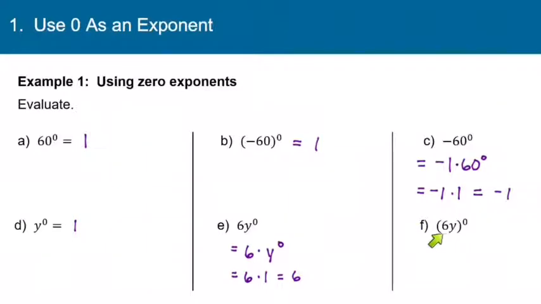But if we have 6y in parentheses to the 0 power, notice that the exponent is next to the parentheses. So that means the base is everything in the parentheses. So this time the base is 6y, and any base to the 0 power is 1.